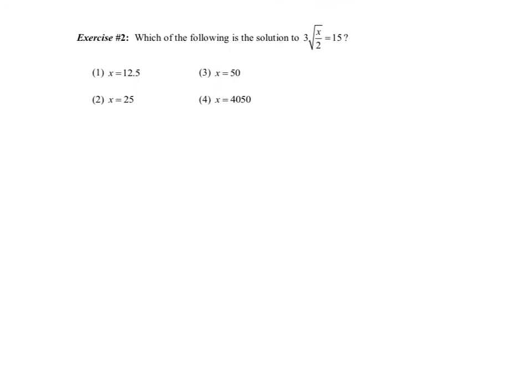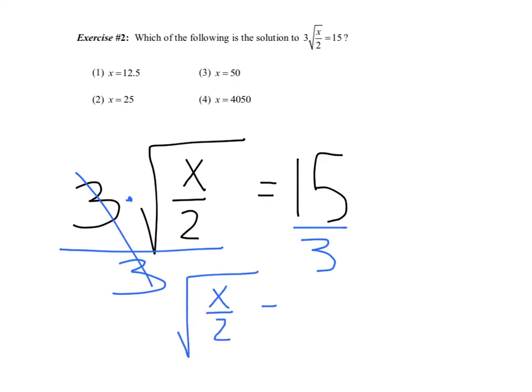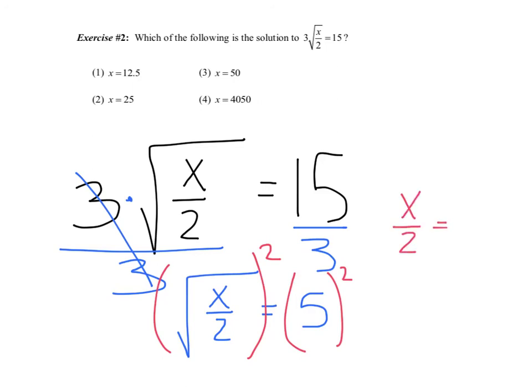All right, exercise 2. Which of the following is a solution to this answer? Let me show you 2 ways to do this. I have 3 times the square root of x over 2 equals 15. Now, we all know the first step is to get that radical by itself. So it says 3 times that. I'm simply going to divide each side by 3. So I get radical x over 2 equals 5. Wrap each side up in parentheses and square it. So now I get x over 2 equals 25. My gut says you can easily put 25 over 1 and cross multiply. So I get x equals 50.